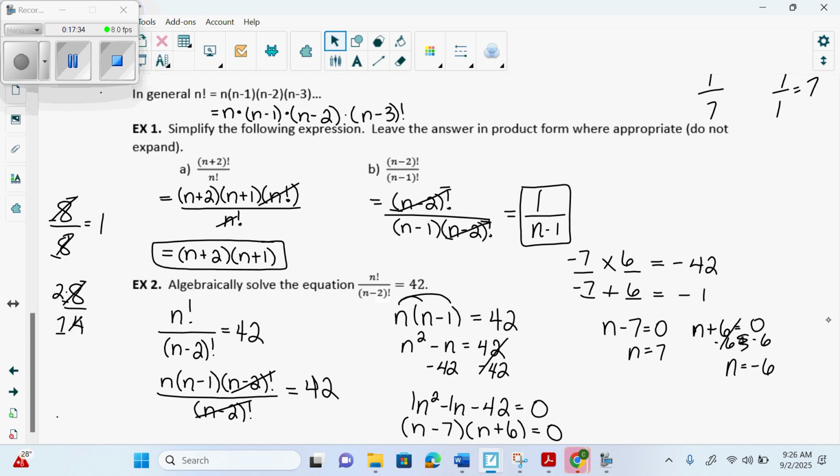Extraneous means I got a solution, I plug it back into the original, and left side does not equal right side. It can't work. It's extraneous. It's outside the scope. It doesn't work. I got a solution. Nope, doesn't work.